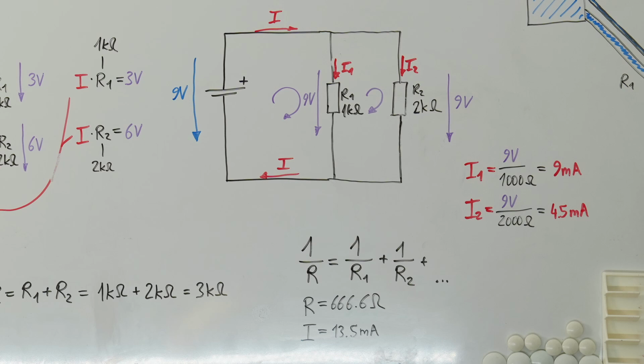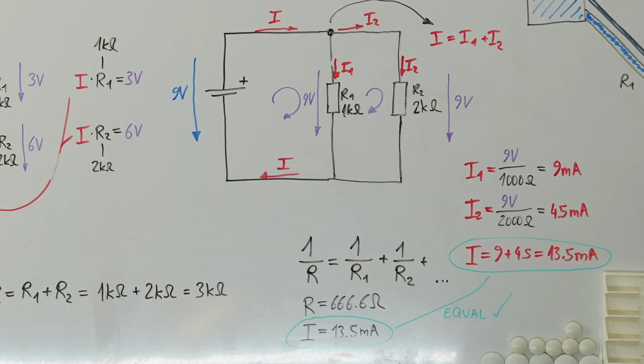If we want to know the current flowing before the junction or the current that the battery provides, we have to apply Kirchhoff's current law. The sum of currents must be 0 in a node. Therefore, the input current must be the same as the sum of the two output currents. I is equal to I1 plus I2 is equal to 13.5 milliamps, the exact same value as calculated before.